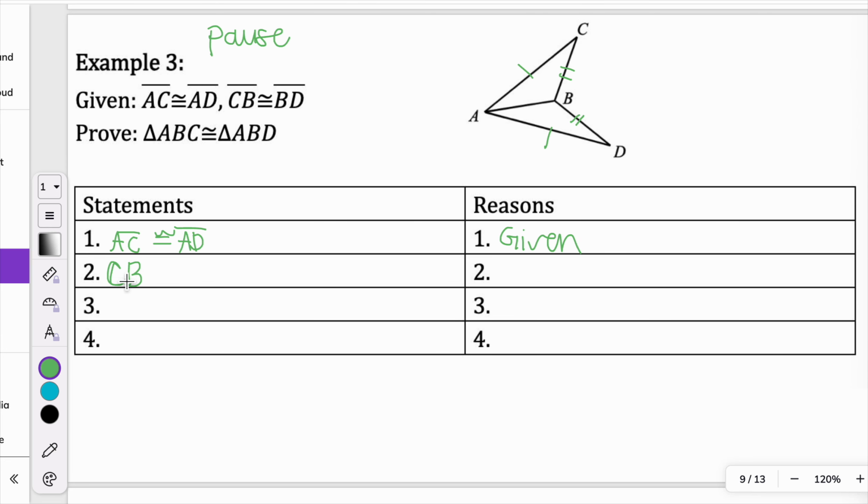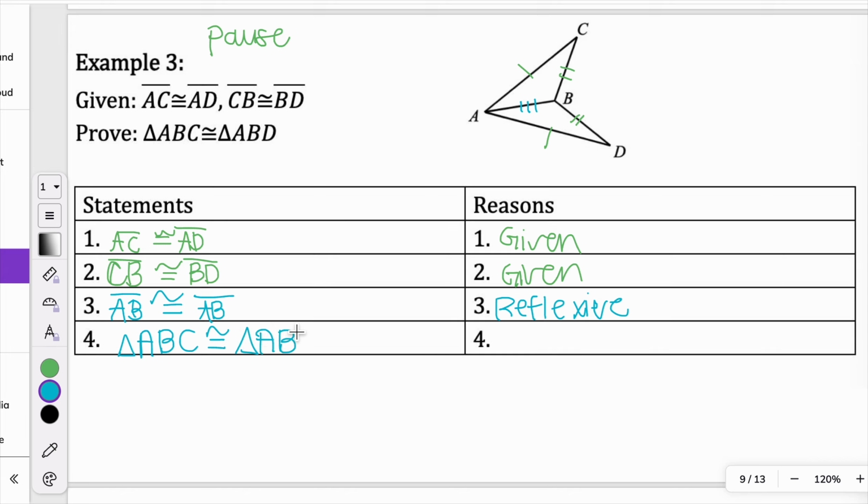And then CB is congruent to BD using given. And then here, my next side, because I'm looking for side, side, side, or side, angle, side, I said AB is congruent to AB, our famous reflexive property, we haven't used yet, but we learned a while ago. And then I've proven that all sides are congruent, so I can say triangle ABC is congruent to triangle ABD using our side, side, side congruence theorem.